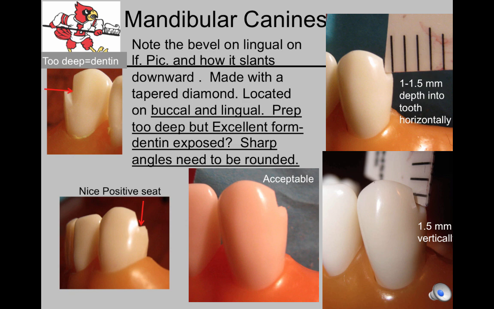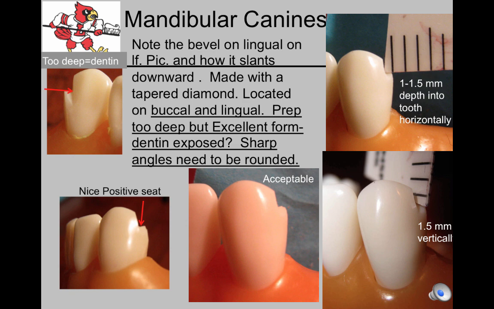The depth in the bottom picture shows that the depth of the tooth prep is approximately 1.5 millimeters from the incisal edge. The middle picture on the bottom is an acceptable prep, as well as the one on the bottom left. Bottom left definitely shows that nice little positive rest seat where you could hang a hanger on there and you know that it's not going to slip off.